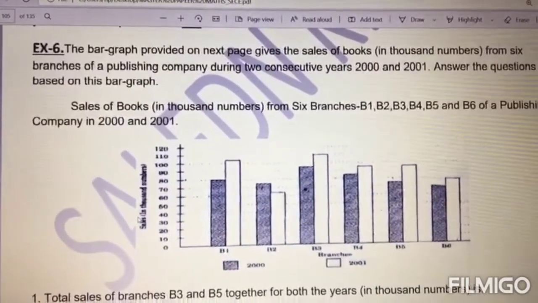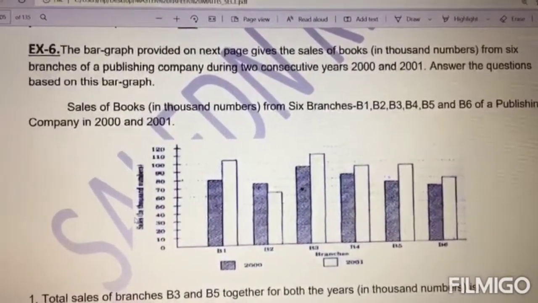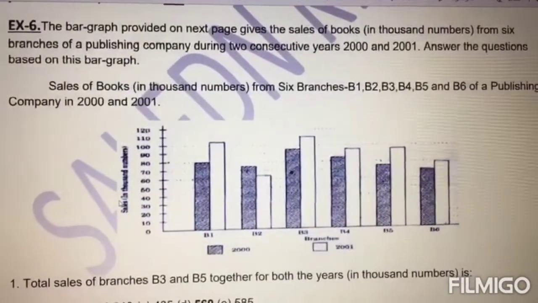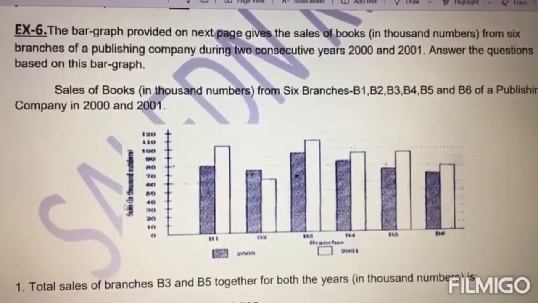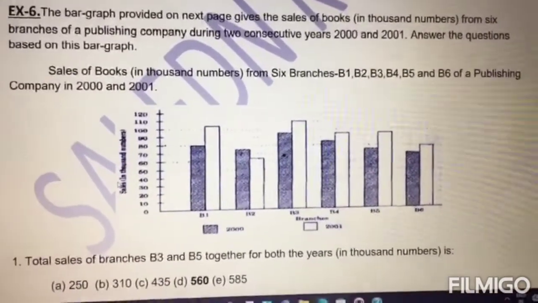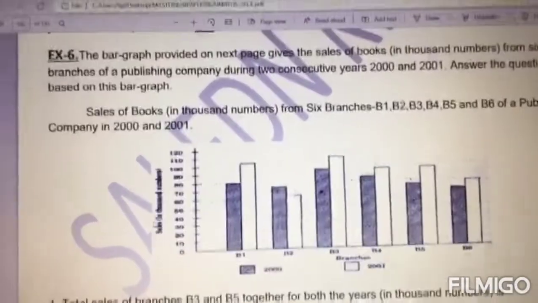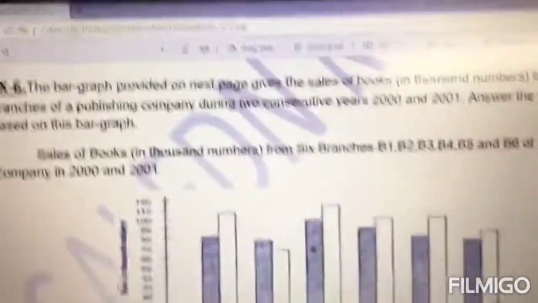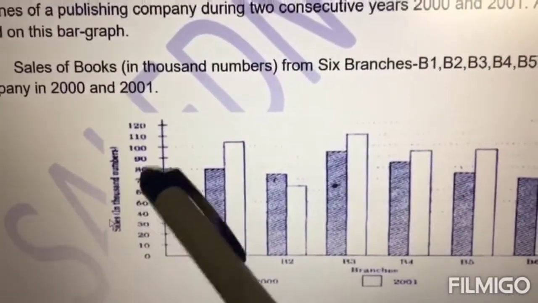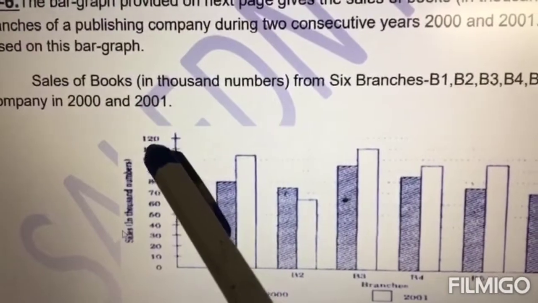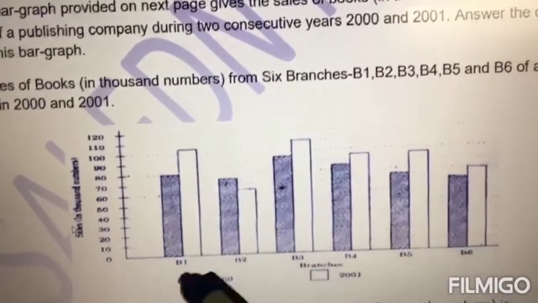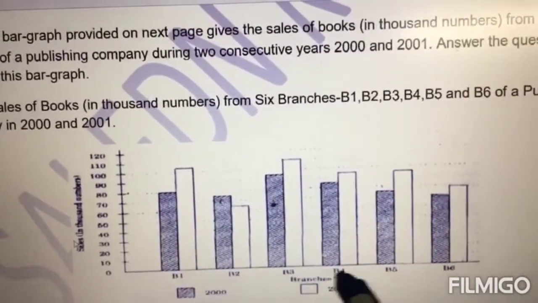It says the bar graph provided on the next page gives the sales of books in thousands of numbers from 6 branches of a publishing company during 2 consecutive years, that is 2000 and 2001. Answer the questions based on this bar graph. So sales here, as given, are in thousands. For example, this 120 is actually 120,000, and this is 110,000. These are the branches B1, B2, B3 till B6.